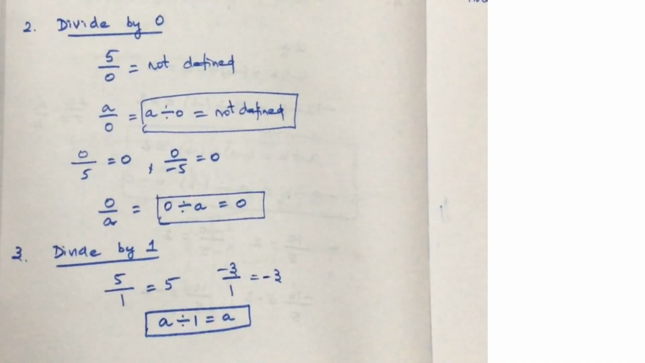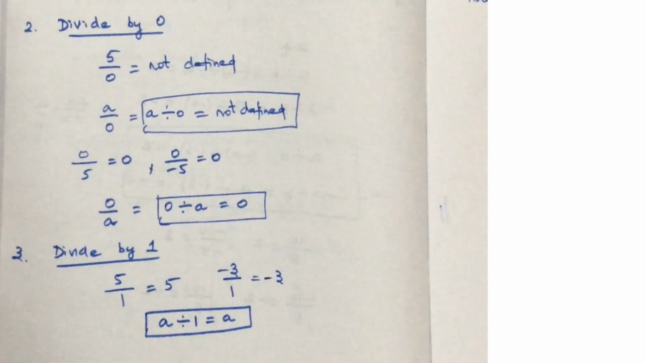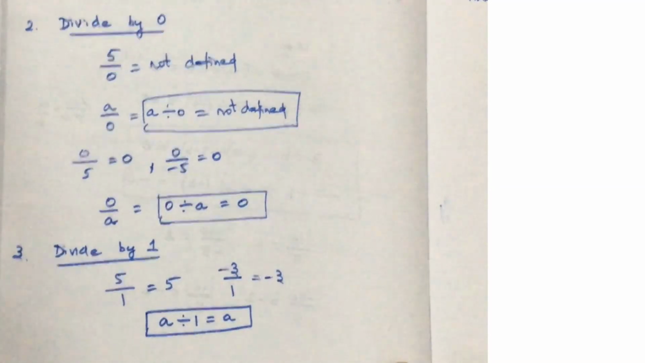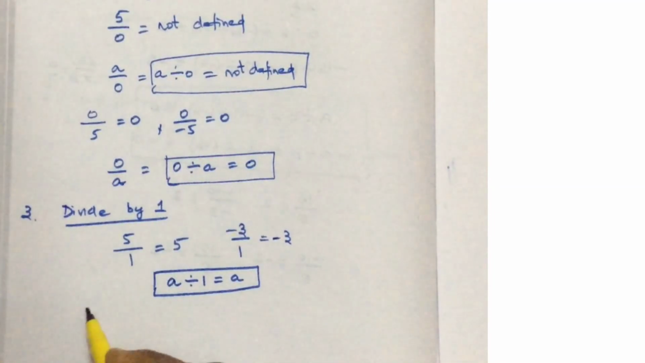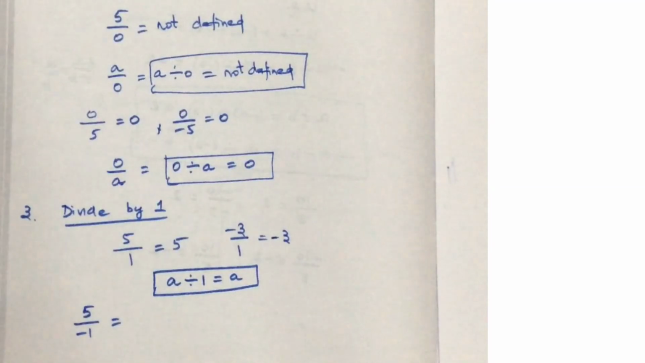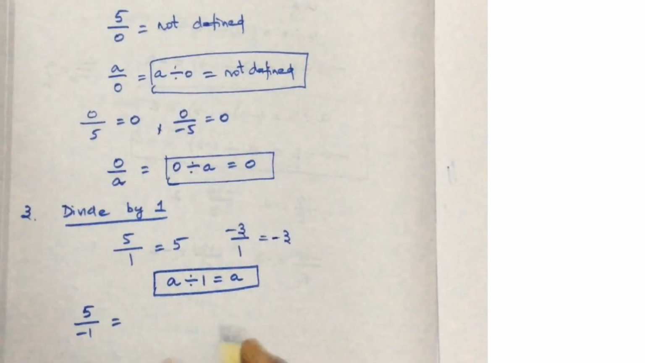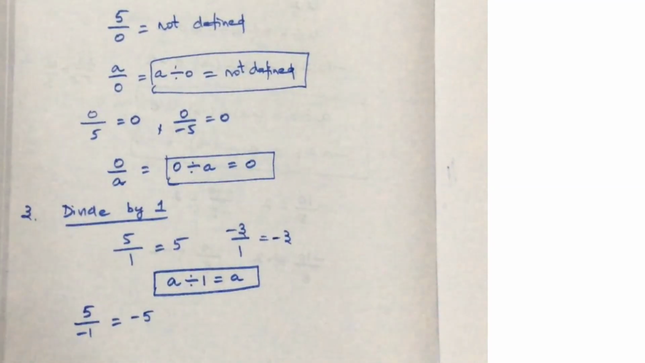Okay, a divided by 1, the same integer you will get. So a divided by 1 is a. So what happens if you divide by minus 1? If you divide 5 by minus 1, what is the answer? 5 divided by minus 1 is minus 5.